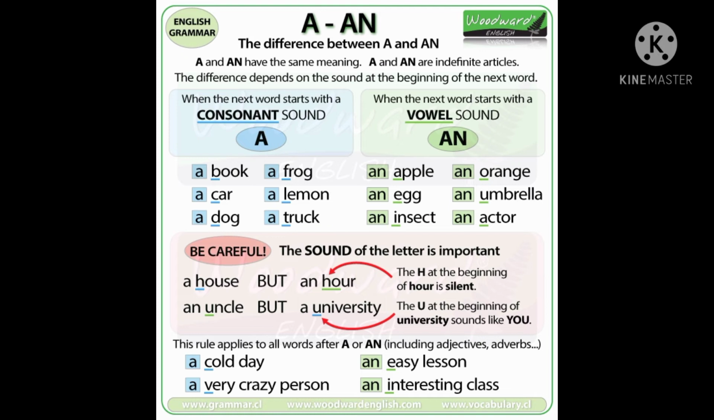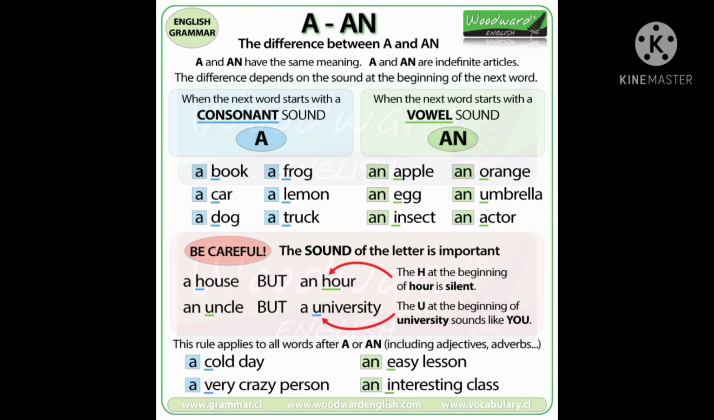When the next word starts with a consonant sound, we use a. Example, a book, a car, a dog, a frog, a lemon, a truck. But when the next word starts with a vowel sound, we use an. Example, an apple, an egg, an insect, an orange, an umbrella, an actor. Be careful, students. The sound of the letter is important. We use a house. We use an uncle.